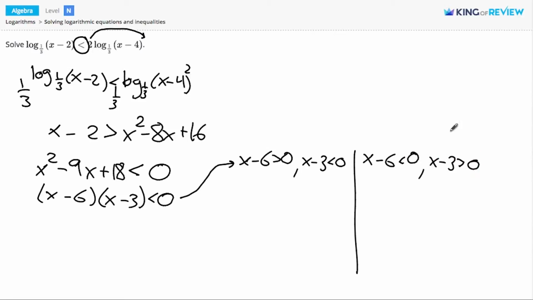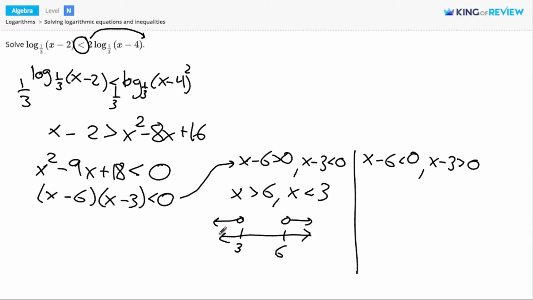Let's see what happens. In the left side, we have x is greater than 6 and x is less than 3. Well, thinking about 6 and 3 on a number line, here's 3, here's 6. We need numbers that are greater than 6 and less than 3. And as we can see visually, these two pieces can never happen at the same time. There are no numbers that are bigger than 6 and also smaller than 3. So this is out. This is impossible.